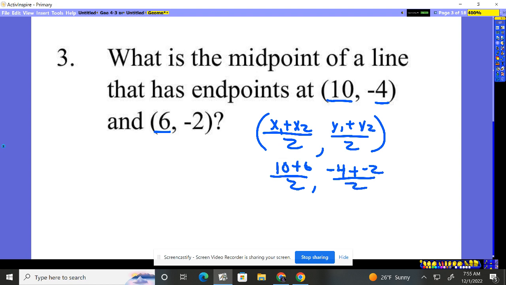10 plus 6 is 16. 16 divided by 2, 8. So the middle of the x's is 8. What's the middle of the y's? -4 plus -2 is -6, and -6 divided by 2 is -3. There's the middle of that line segment. If you're connecting the two, the middle right there is going to be at (8, -3).